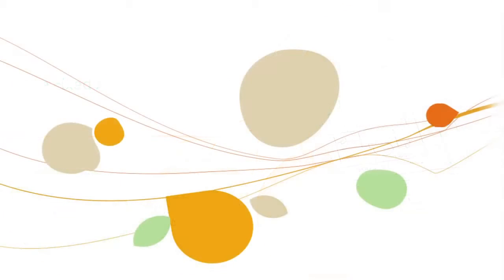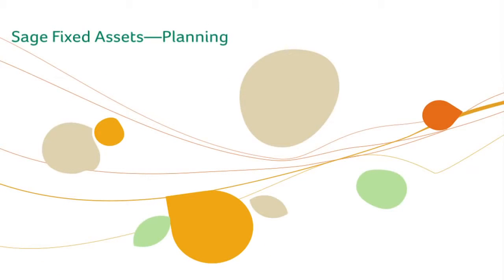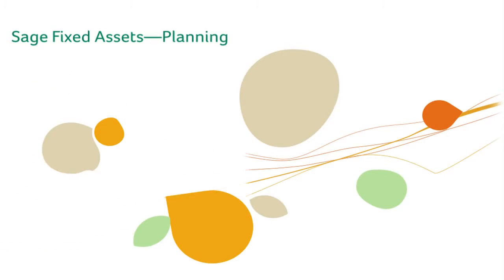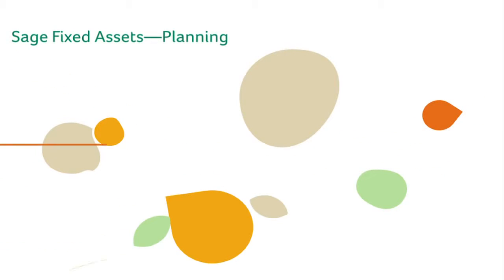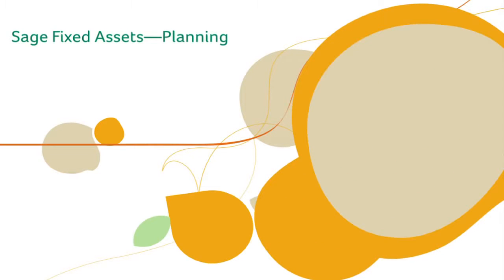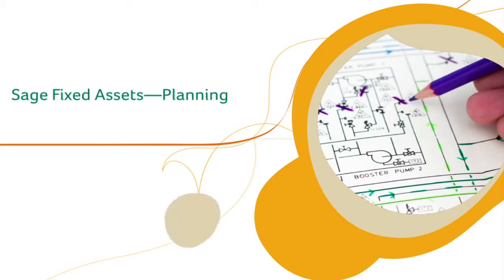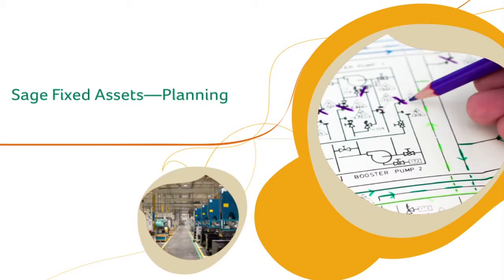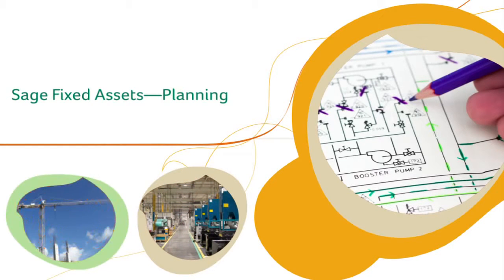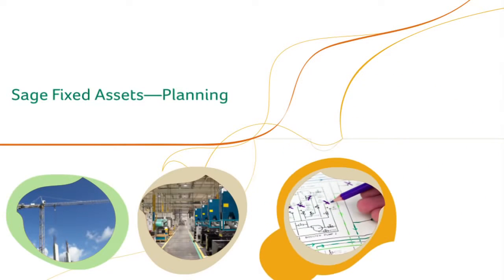Sage Fixed Assets Planning lets you take control of your fixed assets, even before they become fixed assets, by allowing you to more effectively manage your construction in progress projects. Whether you're assembling a single piece of machinery, retooling an entire plant, completing a retail build-out, or constructing a new building, Sage streamlines project management and gives you control over your capital budget.